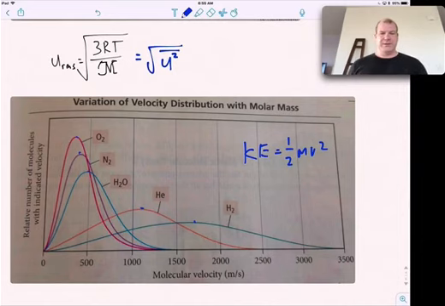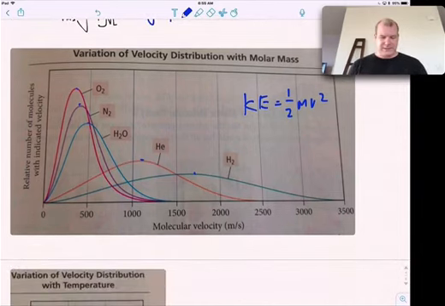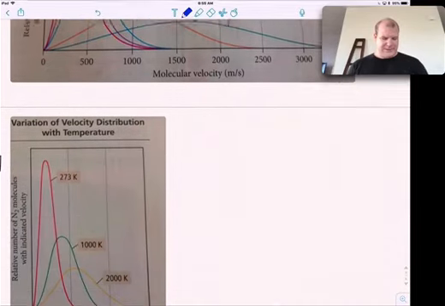Okay, so here is the variation of the kinetic energy with molar mass, and you can notice that the heavier molecules have a very narrow distribution and the light molecules have a very broad distribution. So light hydrogen at only 2 grams per mole is whipping around very fast, and then heavy oxygen at 32 grams per mole is much more tight. It doesn't do that much. Okay, and then let's look at temperature.